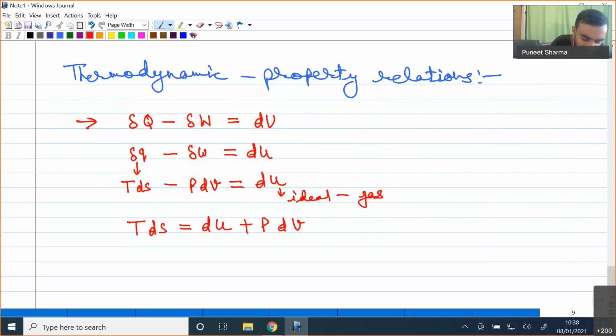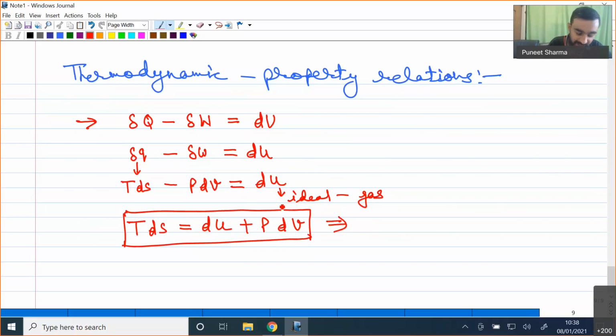So that is my generalized form, which is applicable for any kind of fluid medium. And if I now take the assumption of ideal gas, then I get one more simplified form: TdS is equal to, in place of dU, I can write Cv0 into dT plus P times dV.